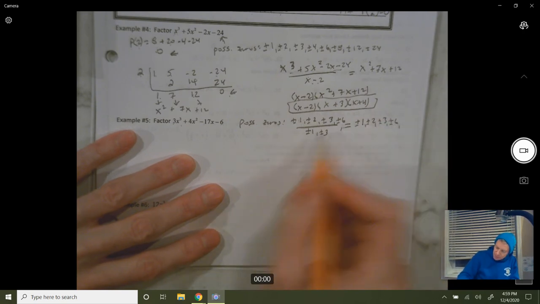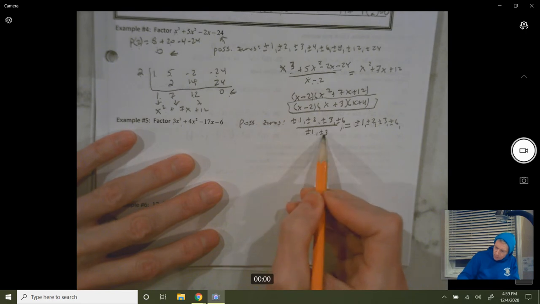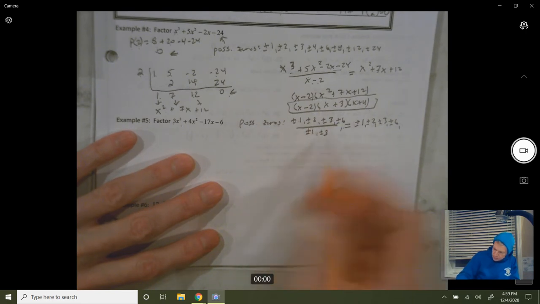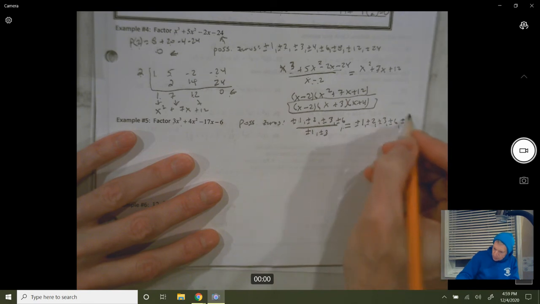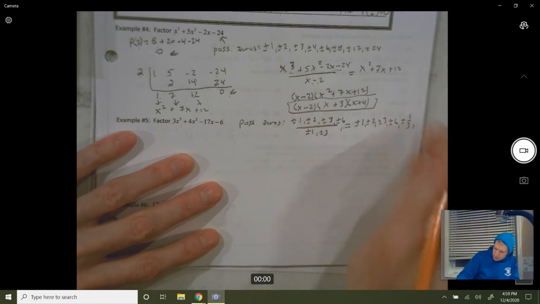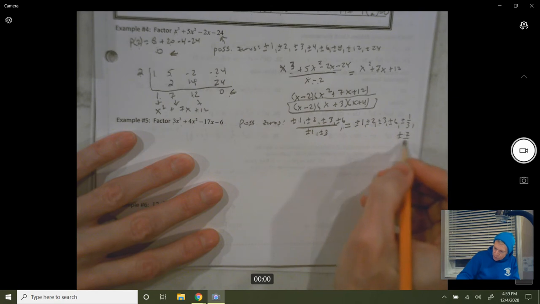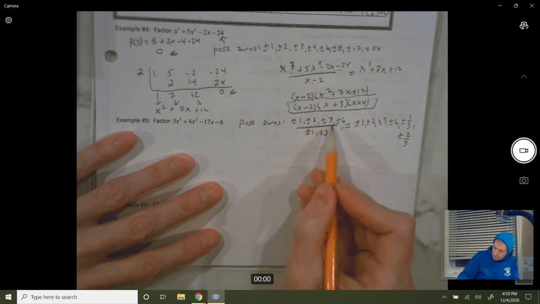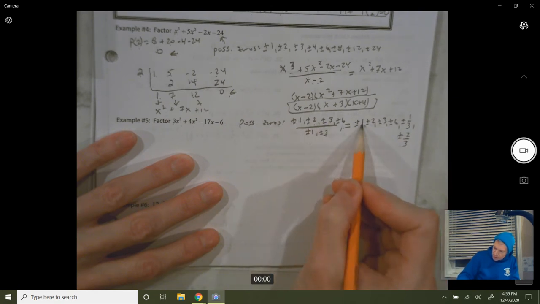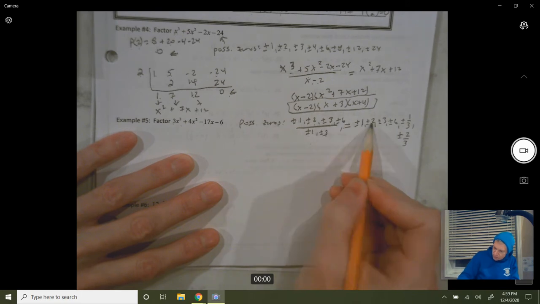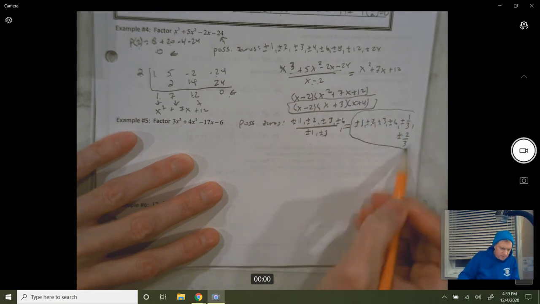And then we've got everything over 3: 1 over 3, 2 over 3, 3 over 3, and 6 over 3. So plus or minus 1 over 3, plus or minus 2 over 3. 3 over 3 is 1, we already have that covered, and 6 over 3 is 2, we already have that covered. So these are the only ones we have to test, okay?